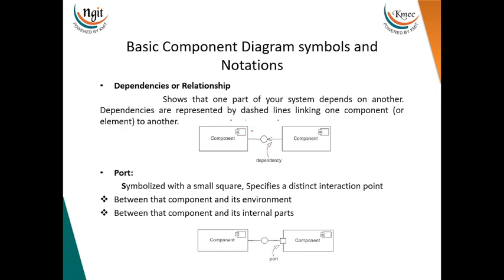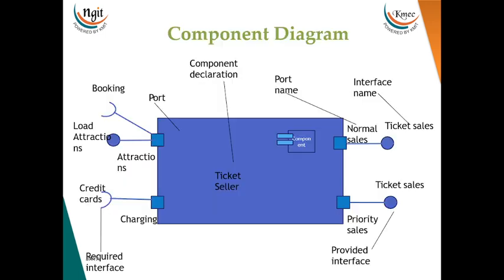Like this. A dependency relationship is shown with a dotted line, showing that one part of a component is dependent on this one. This is dependency. A port is symbolized by a small square specifying a distinct interaction between the components. A very unique interaction between the components is represented with this.